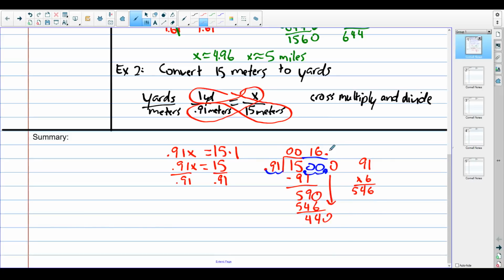So 91 into 440, ooh, is it 5? I don't think that's 5. I think it's 4. So that's 364, about 5. That's 455. Okay, so it can't go into 5. We can go into 4. And then we're going to have a bunch left over. So this is going to round up. And then I'm bored. So we're going to say x is about 16. Instead of putting 0.4 something, we can round it off to 16.5. And our answer is in yards.